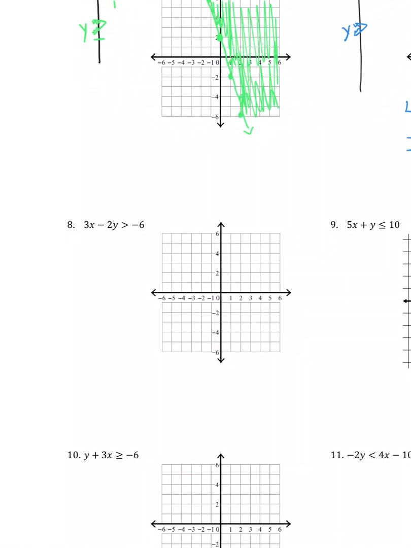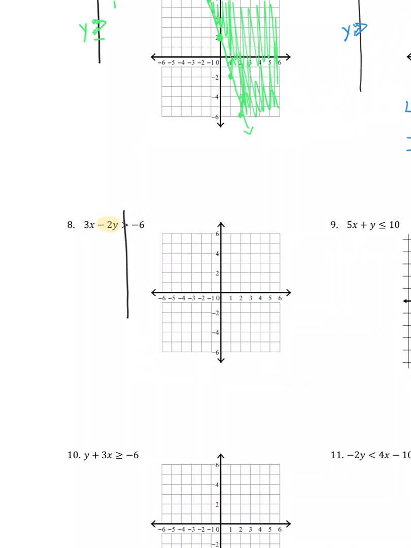Okay, so let's look at number 8. Number 8 is going to require a little bit more work because we need it in y equals mx plus b, right? When I look, my y is not by itself. I have 3x minus 2y is greater than negative 6. The first thing I want to do is leave this negative 2y there. That's the last thing I'm going to deal with.